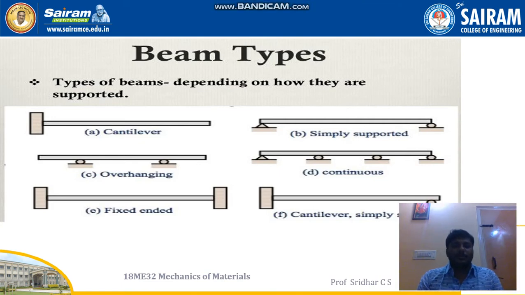Welcome back. So, in the last topic we were discussing the types of beams. Already we discussed the cantilever beam and the simply supported beam also. The simply supported beam is nothing but having support at both ends, whether it might be any type of roller support or any hinge support.